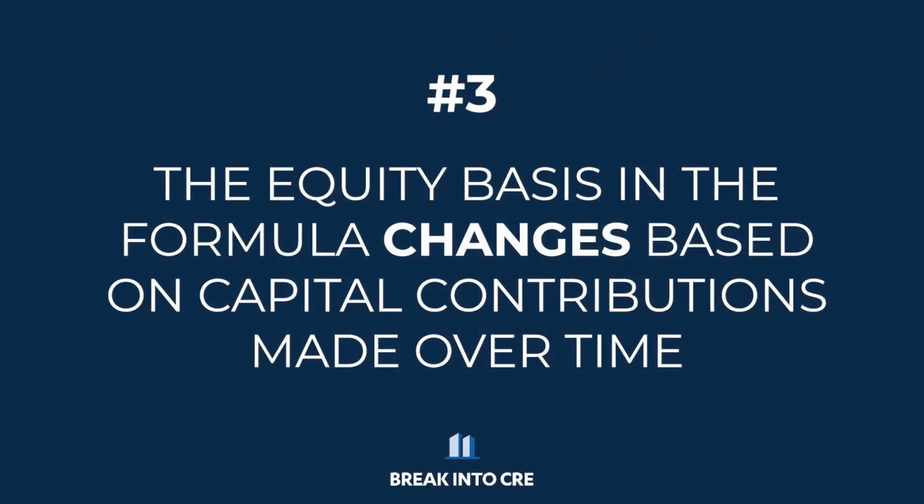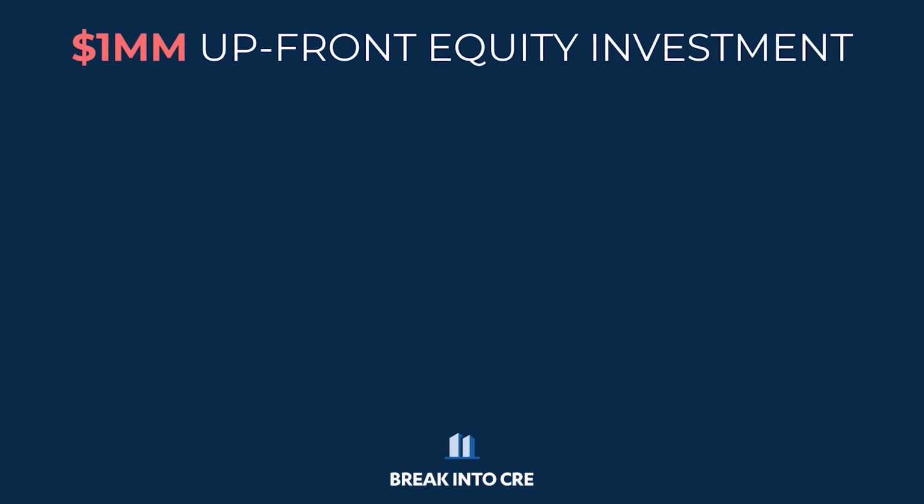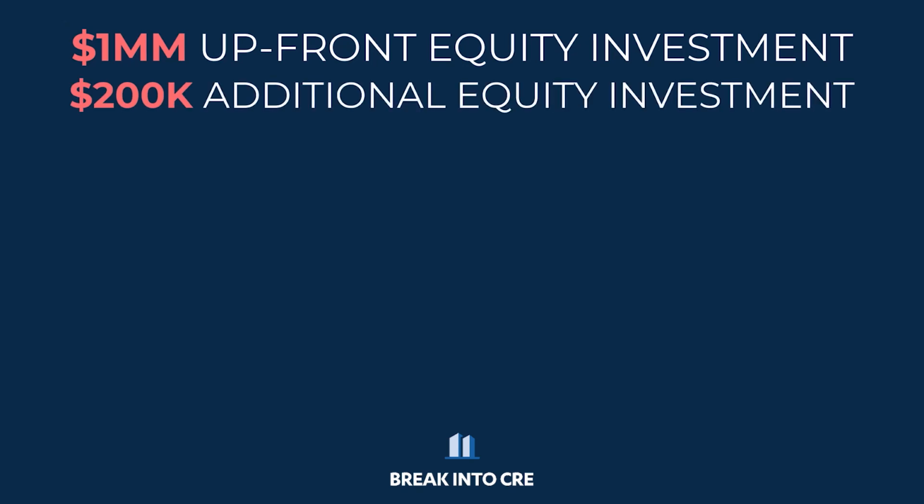Now, if 2022 and 2023 have taught us anything, it's that real estate deals don't always go as planned. And the last thing I want to point out about the equity multiple metric is that the equity basis portion within this formula can change over time based on capital contributions. So for example, if you were to invest that same $1 million into a deal up front, but then in the first year of your ownership period, you end up needing to put an additional $200,000 of equity into the deal, that equity basis would now increase on the project from $1 million to $1.2 million.